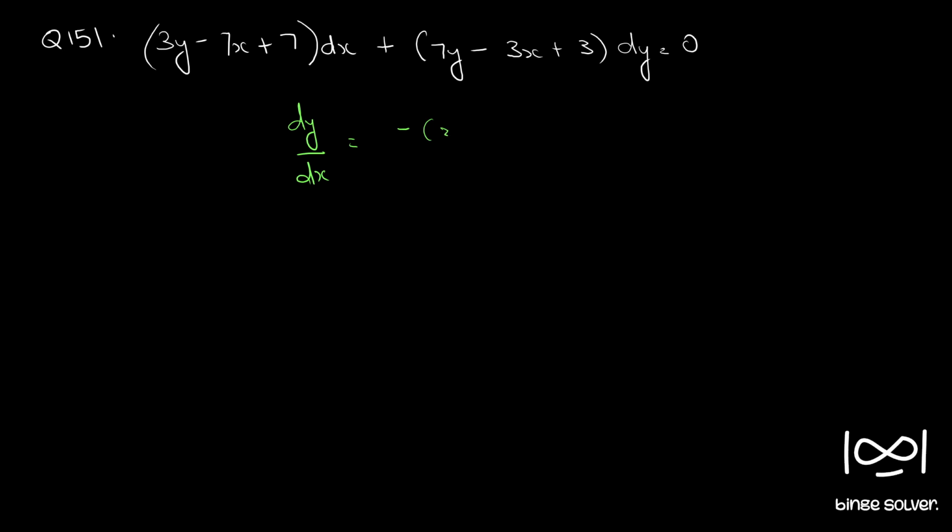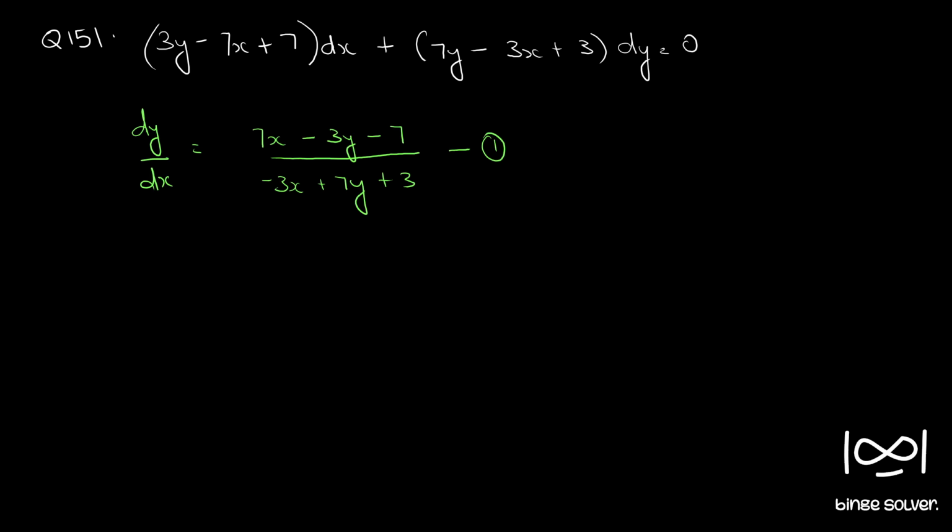We'll take the sign inside. We have dy by dx equal to (7x - 3y - 7) by (7y - 3x + 3). Call this equation 1. So it's not a homogeneous equation. We have to first convert it into a homogeneous form and then solve from there.